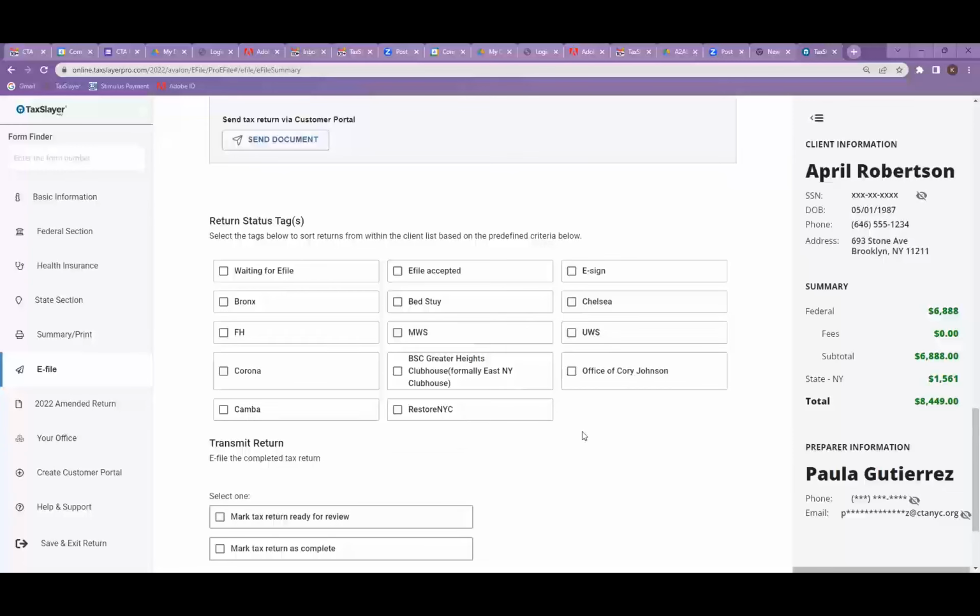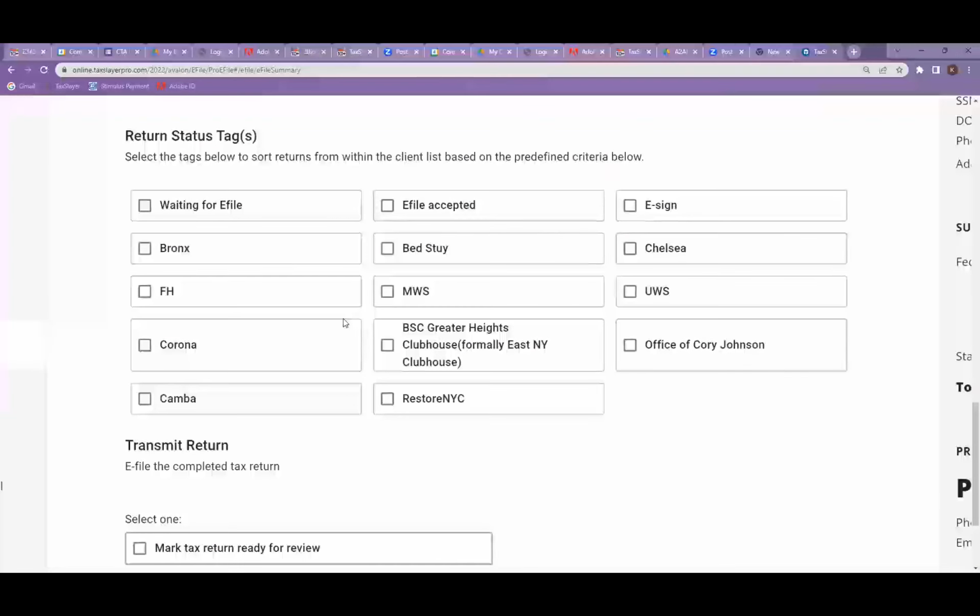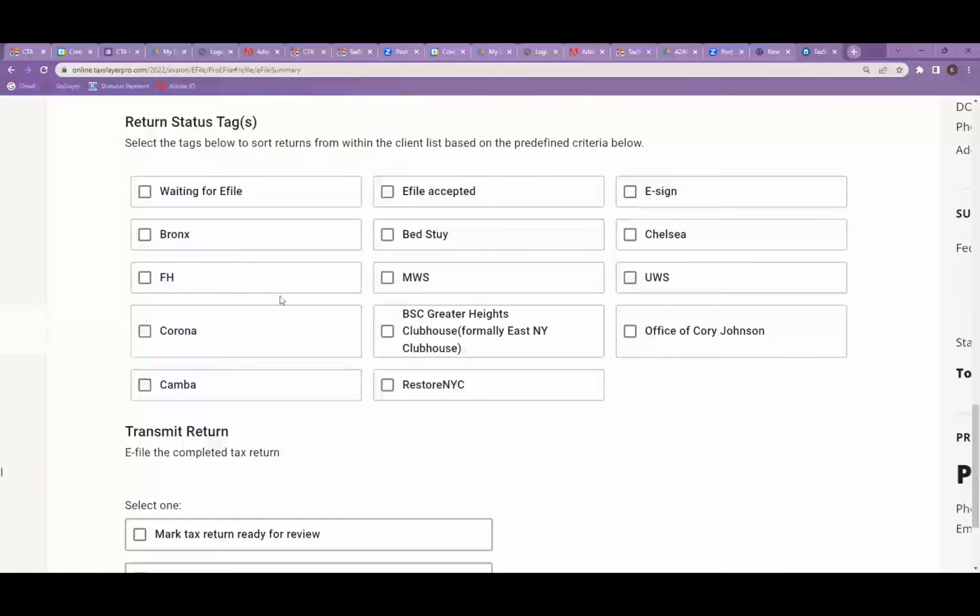Those are the other storefronts involved. Or if you're doing this virtually, I think we have something here that says virtually e-sign or something like that. But as you can see, those are all the storefronts that we had once upon a time. Corona, Fountain House should be listed there somewhere. Bed-Stuy, the Brooklyn location. So make sure you're ticking that off. And then that's really it.